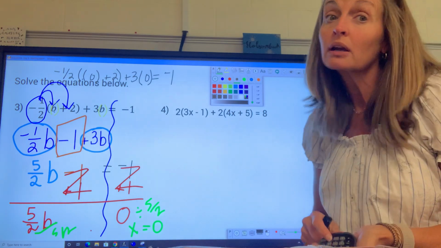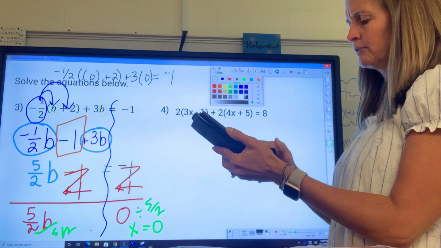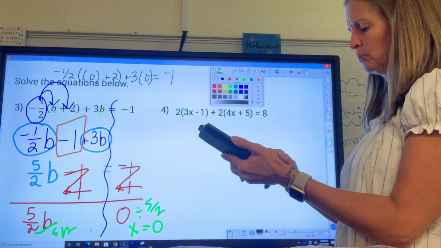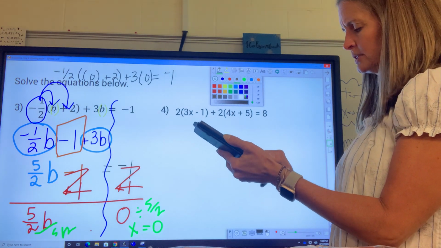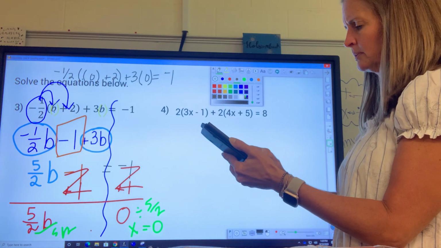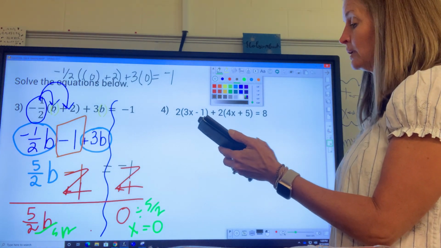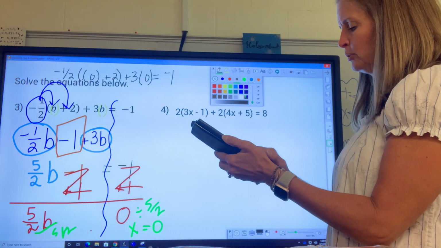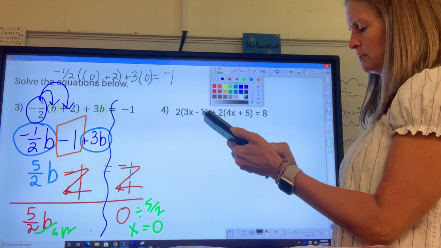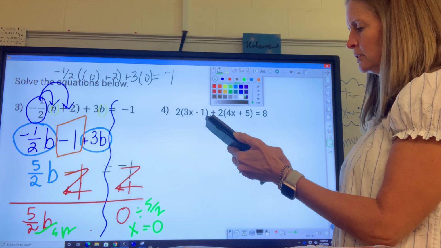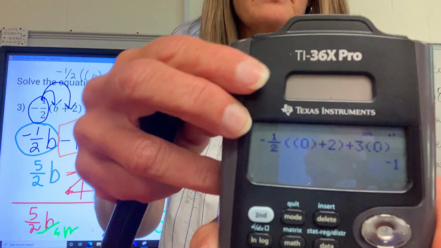Did you plug it in? Just do it. Just pick up your calculator and do it, and practice using your calculator. So negative 1 fraction 2, open, 0, close, plus 2, close, plus 3, open, 0, close. Oh, I'm all on the bottom. I did it all on the bottom again. All right, negative 1 fraction 2, scoot, open, 0, close, plus 2, close, plus 3, open, 0, close, equals. I did get it. See it?